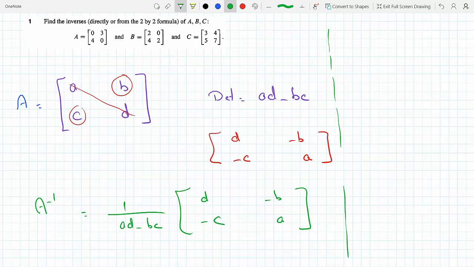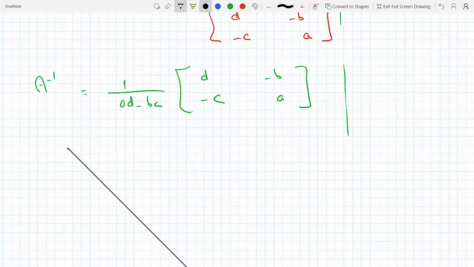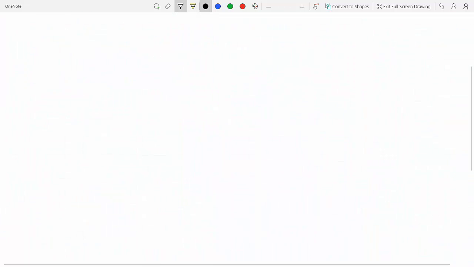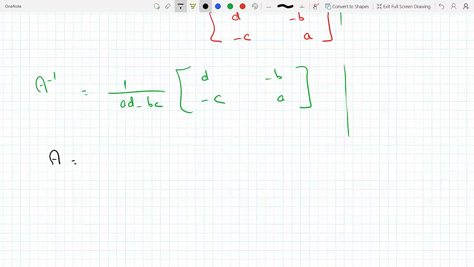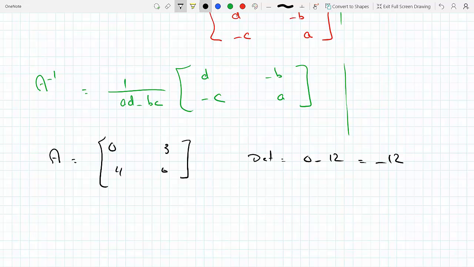So let's apply that to matrix A here. Let me do it here on the side so we can have this handy. Okay, so A is 0, 3, 4, 0. And the determinant of this matrix would be 0 minus 12, which will be minus 12, because 0 times 0 minus 4 times 3.